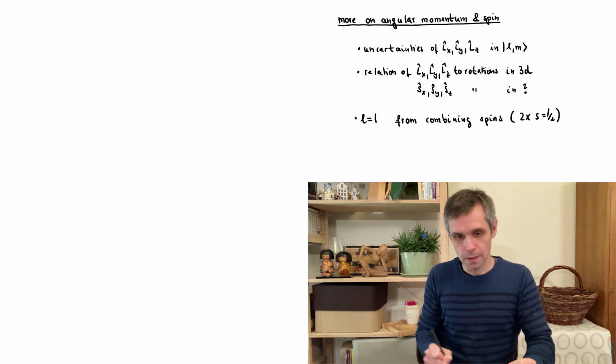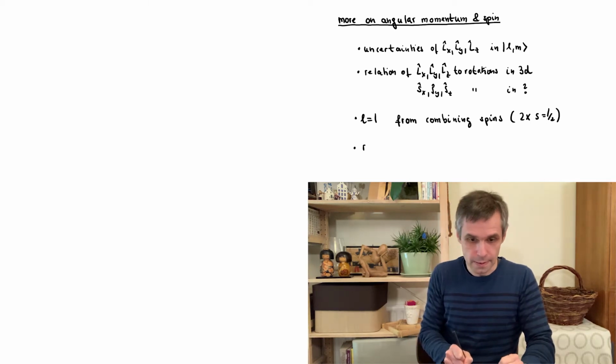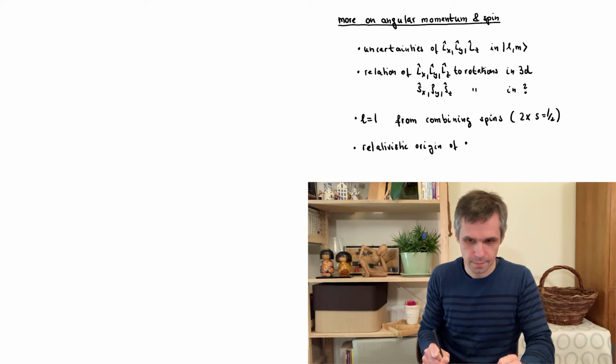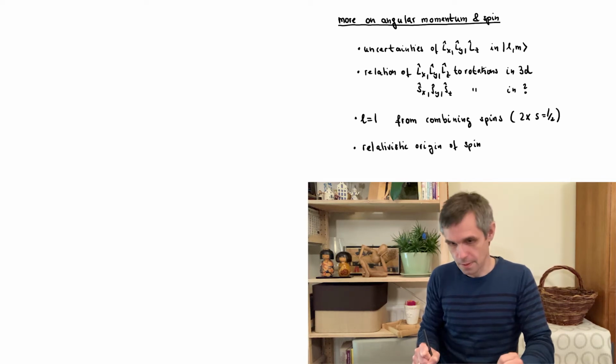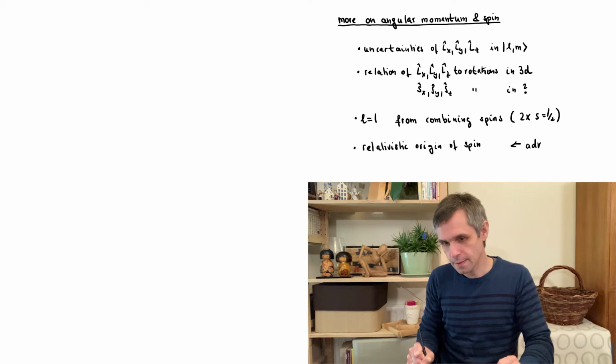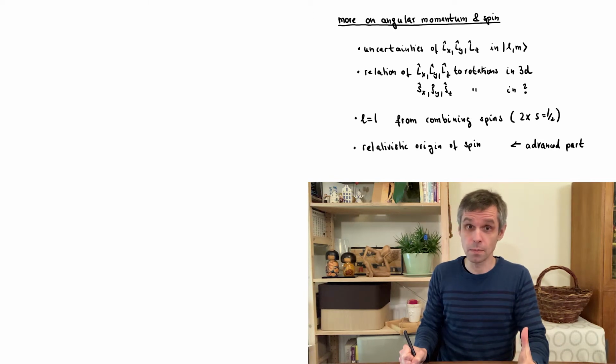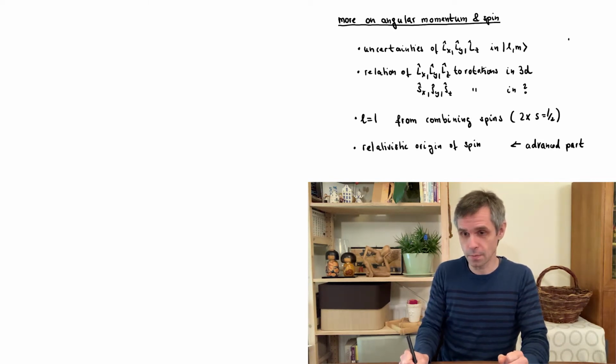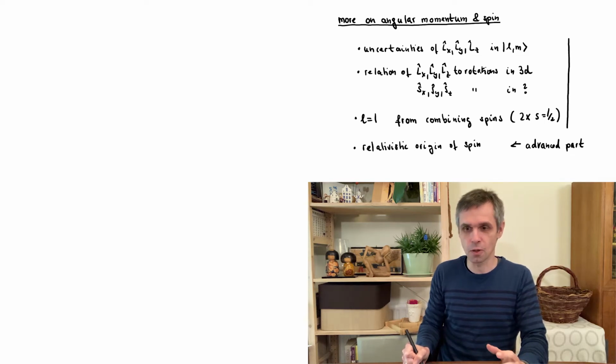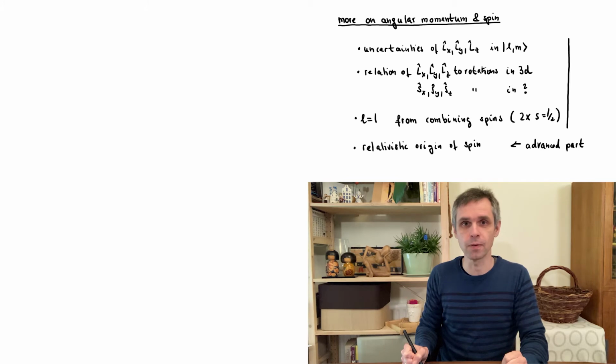And finally, we are going to have a brief look at the relativistic origin of spin. Now, this will be the advanced part. So this advanced part is really more about fundamental aspects, at least from the perspective of this course, while all the other parts really focus on some practically useful aspects of angular momentum and spin.